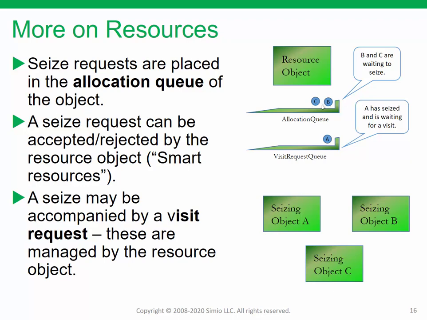Entities B and C then also seized the object resource, and so they're in the allocation queue. So entity A holds the resource. Entities B and C are in the allocation queue, and object A is waiting for a visit request, and we're waiting for the object to visit a particular node. And so these are quite useful when we talk about having transporters and workers that move entities around in the system.